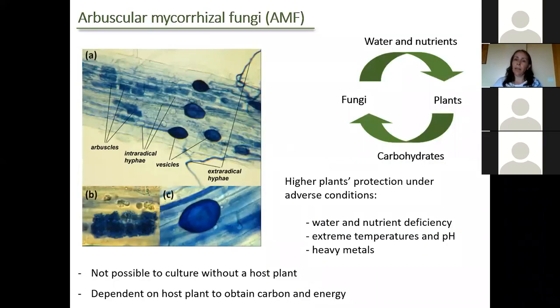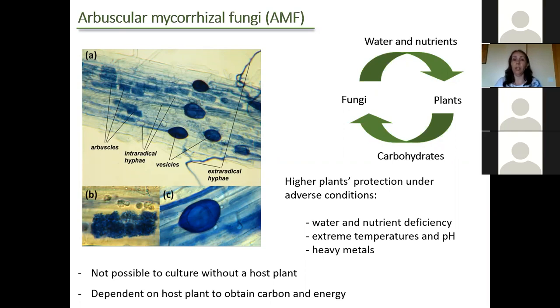So we have several kinds of mycorrhizal fungi, but here I'm going to focus on the arbuscular mycorrhizal fungi, AMF. These fungi form some structures inside the cortical cells of the plants, including arbuscules, which are very important to exchange nutrients between plants and the fungi, and also vesicles, which are very important to store some nutrients. As I told you before, this is a symbiotic process where the fungi will provide water and nutrients to plants, while the plants are providing carbohydrates to the fungi.